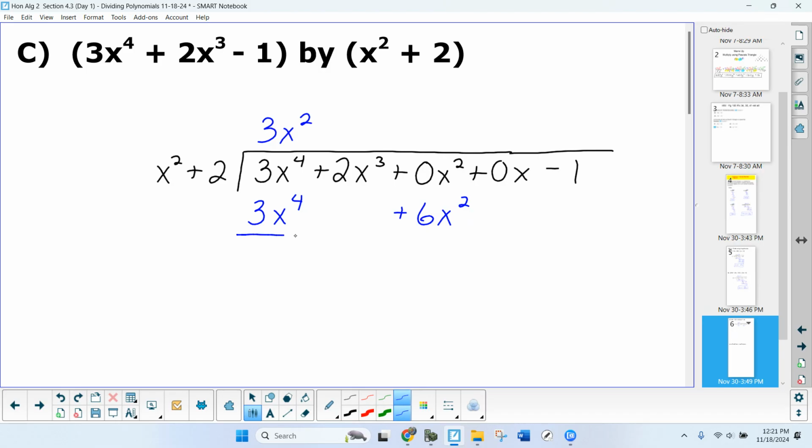And now, AJ, I'm going to take and I'm going to do what? Subtract. What happens to the 3x to the 4th? Those cancel. What do you have left? 2x to the 3rd minus 6x squared plus 0 minus 1.